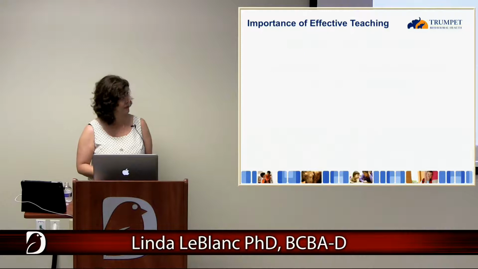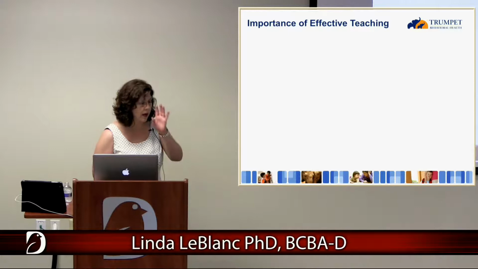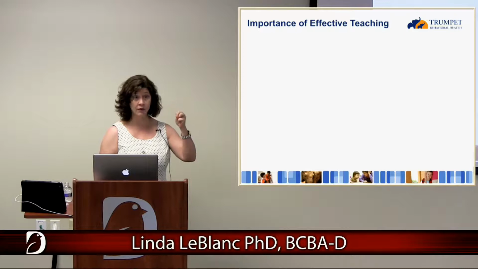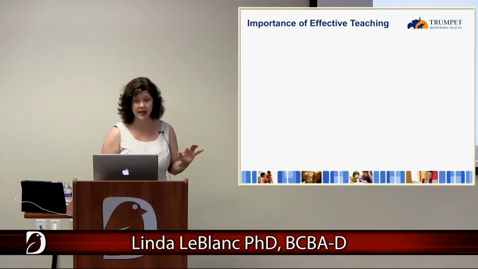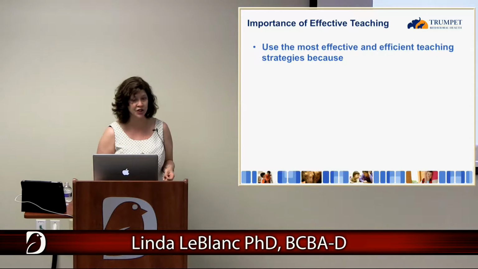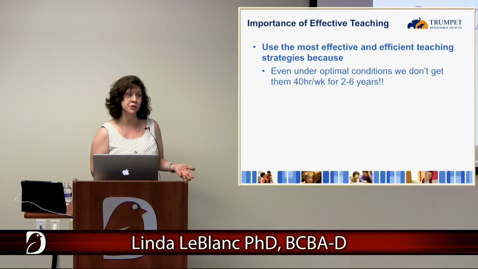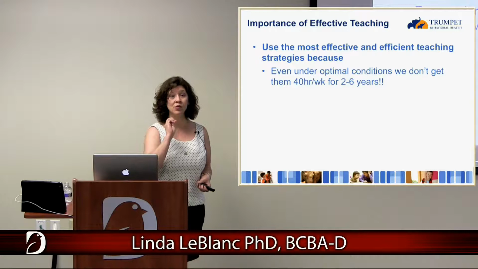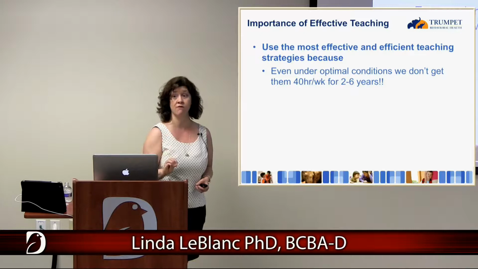Let's talk a little bit about why this topic is important. The specific procedures of what we do are quite precise, and it is easy to do it not quite right and difficult to do it exactly right. But the differences between a program that's not quite right and a program that is exactly right translate into substantial change for our consumers. So we have to view it as our responsibility to use the most effective and efficient teaching strategies, because our original literature on the effectiveness of ABA with children with autism was based on 40 hours a week for 2 to 6 years at young ages. Even under optimal conditions, we typically do not get that volume of services. That means we have to use what our science has taught us about how to do more with less in order to produce those same transformative results with fewer hours per week.